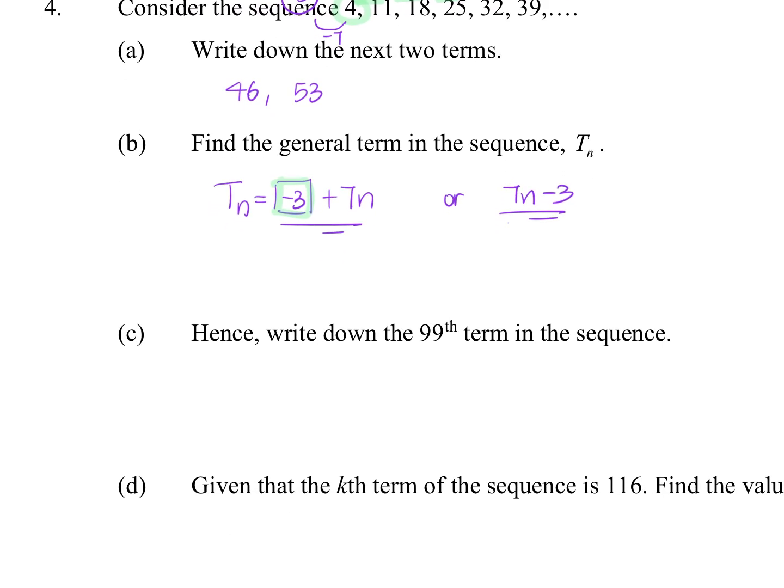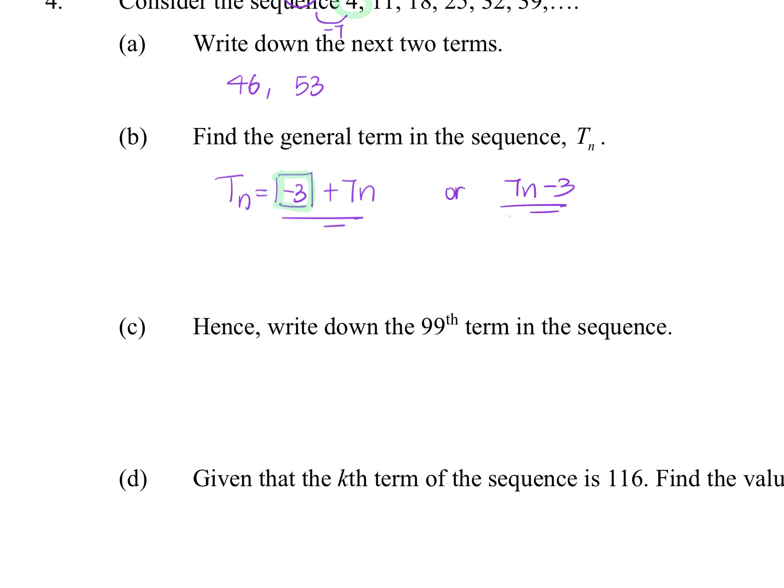Okay, let's try it. Now, I already know the formula. The question says hence, so I'm going to use my formula to write down the 99th term, term 99. I'm going to use my formula, negative 3 plus 7 times n. What's the n? n is the number 99. Use it in your calculator, put all the numbers inside. Minus 3 plus 7 times 99, and that gives me the number 690. Have you gotten the answer?